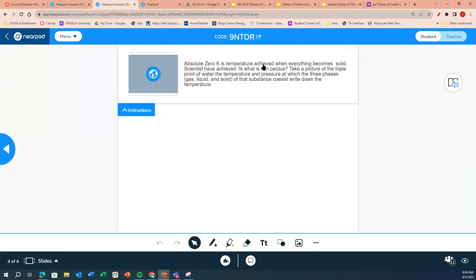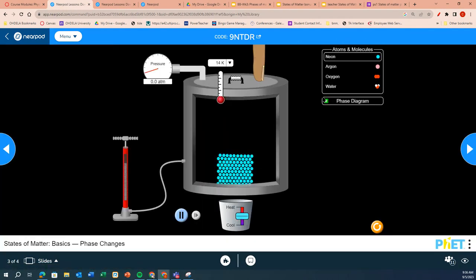So at absolute zero, the temperature is achieved when everything becomes a solid. Scientists have achieved, well, it says about 1 K. What is that in Celsius? Okay, so let's take a look at that over here. Can I get that on this without disrupting it? I guess I have to go back. So if we can cool this down to 1 K, cold, cold, cold. All right, so 1 K is minus 272 degrees Celsius.